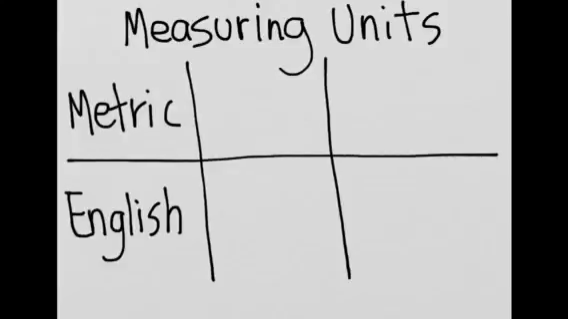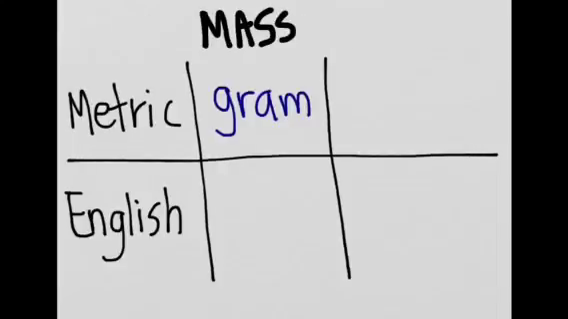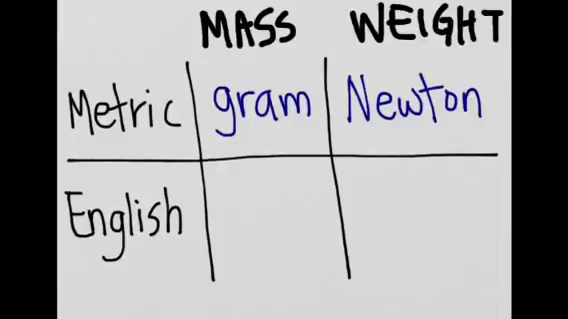In the metric system, the unit of mass is the gram, while the unit of weight is called the Newton, in honor of Sir Isaac. In the English system, the unit of weight is called the pound, which is abbreviated lb from its Latin name. Not many people know this, but the English system unit of mass is called the slug.